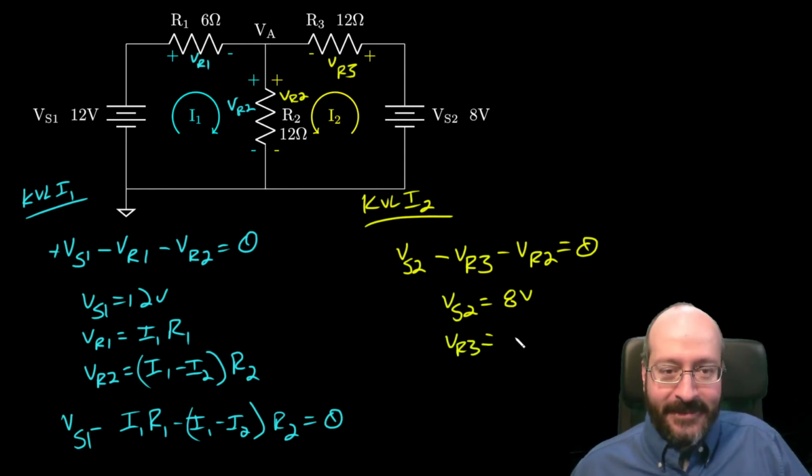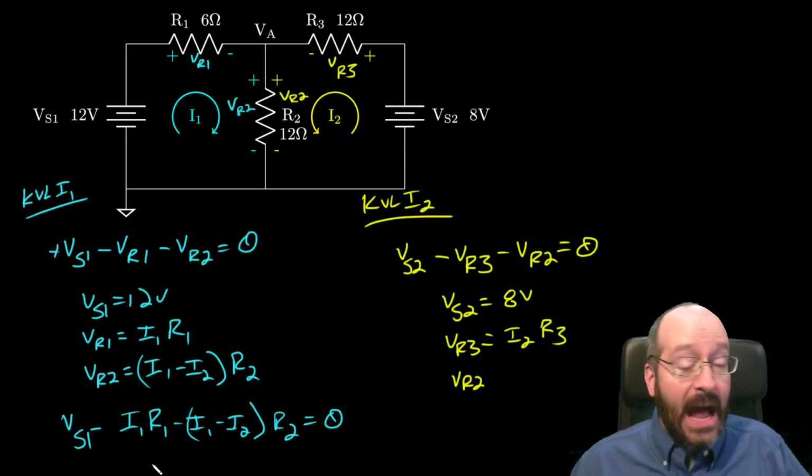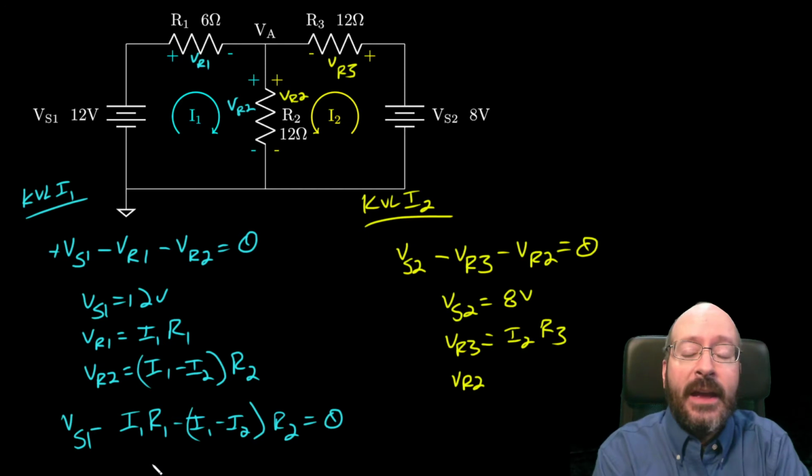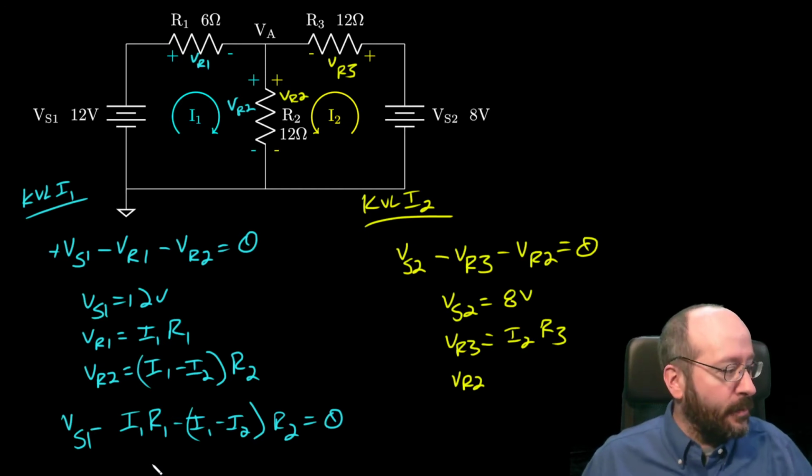VR3, we'll get there. VR3 is I2 times R3. And VR2. Oh, I made a mistake over here. I wasn't paying attention to polarities. This is why habits are so important.